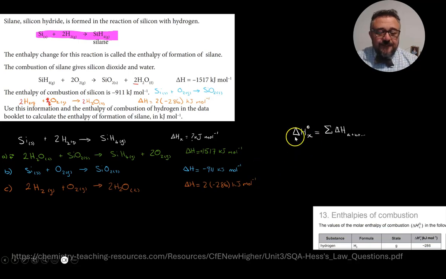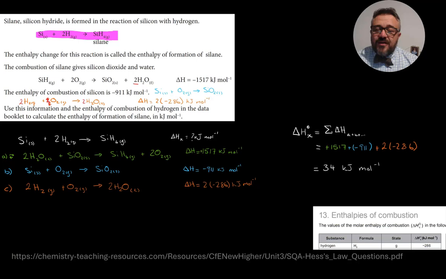So the enthalpy of X equals the enthalpy of these guys summed all up. We just put them in our equation. Simple arithmetic. 1,517 plus minus 911 plus 2 times minus 286 gives us 34 kilojoules per mole. And we're done. That's it. That's the whole box and dice. I hope that made a lot of sense.